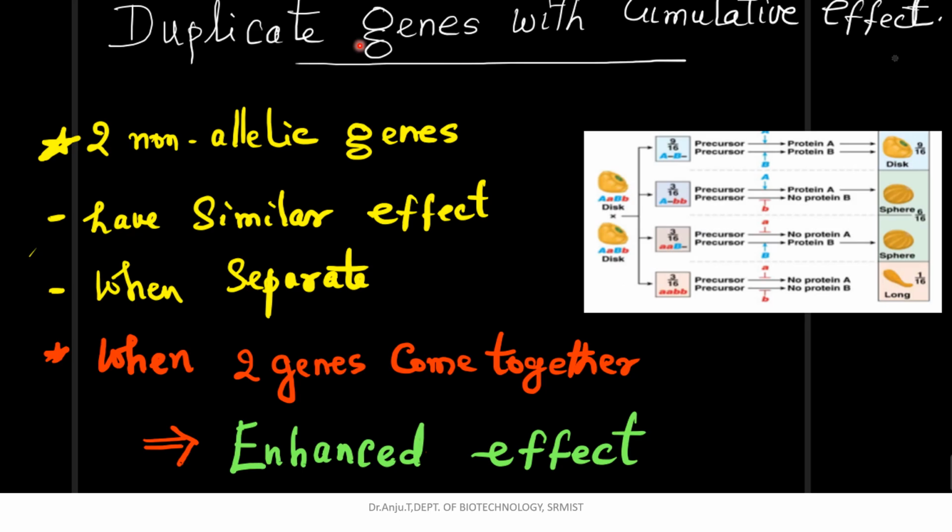So duplicate genes with cumulative effect. Here also we have two non-allelic genes. So duplicate, so they have similar effect. Both A and B will produce the same effect, the same pathway, the same action, and the same phenotype when they act separately. But when both the genes come together, they have an enhanced effect. That is why we say additive effect or cumulative effect.